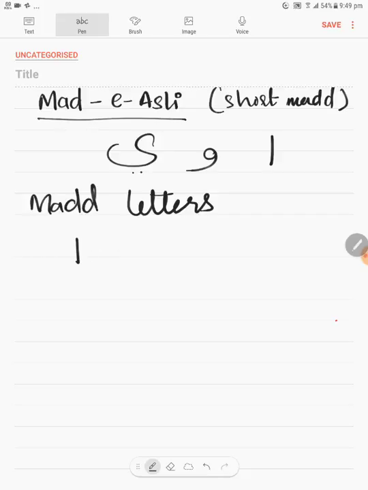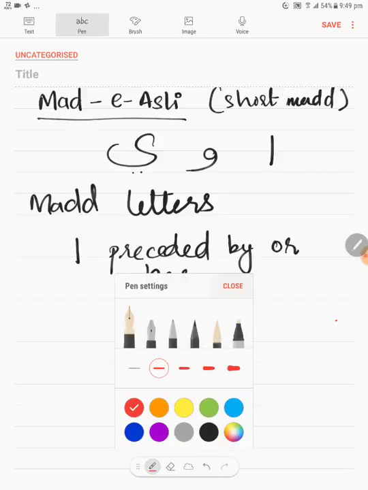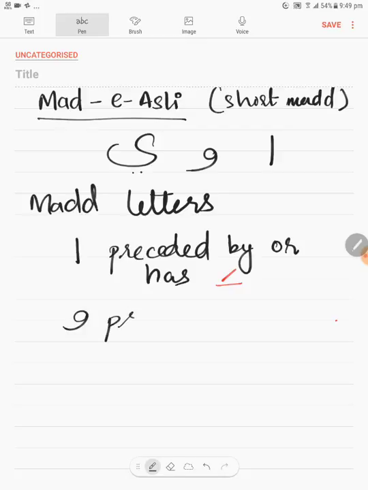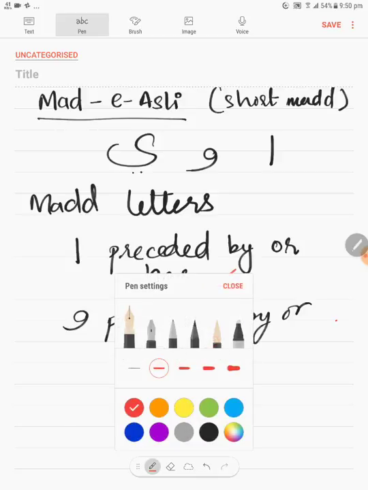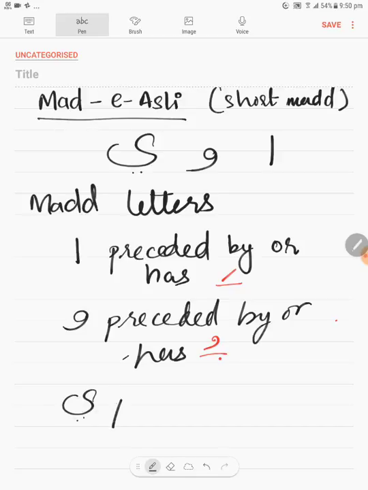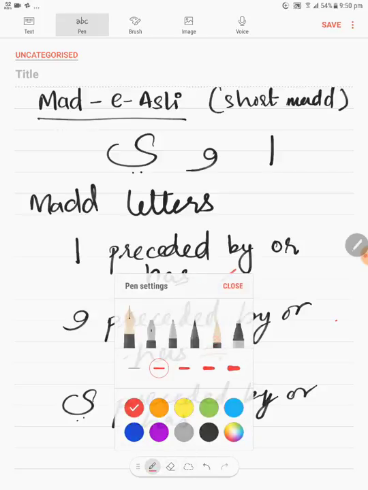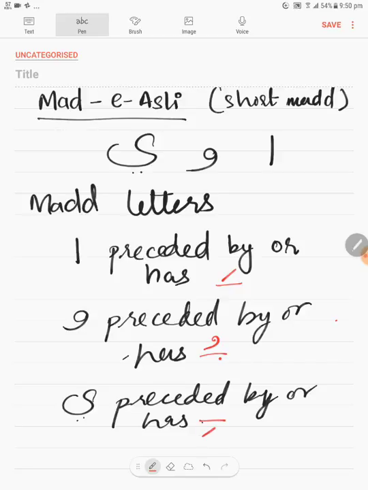Now here, whenever Alif is preceded by or has a fatha, when Waw is preceded by or has a dhamma, when Ya is preceded by or has the kasra, it is called Mad Asli.